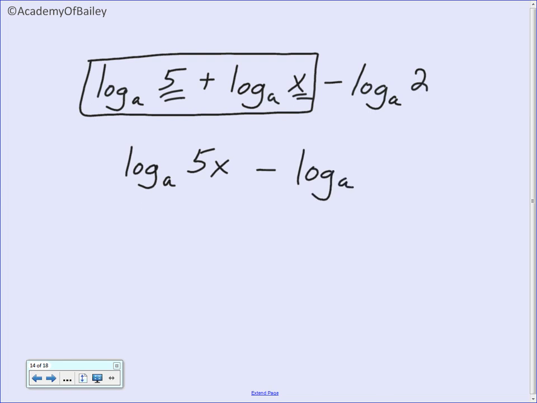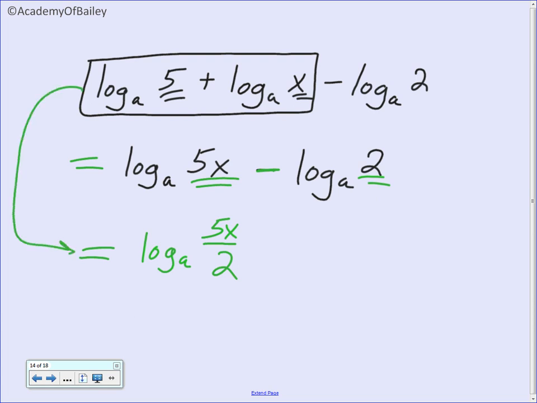And now if we look here, log base a of 2, well, we're subtracting. I believe that's the quotient property. They have the same base. So we're going to say log base a, and the quotient property gives me a fraction bar. 5x will go on top, 2 goes on bottom. And so we have changed what we started with to one logarithm there.